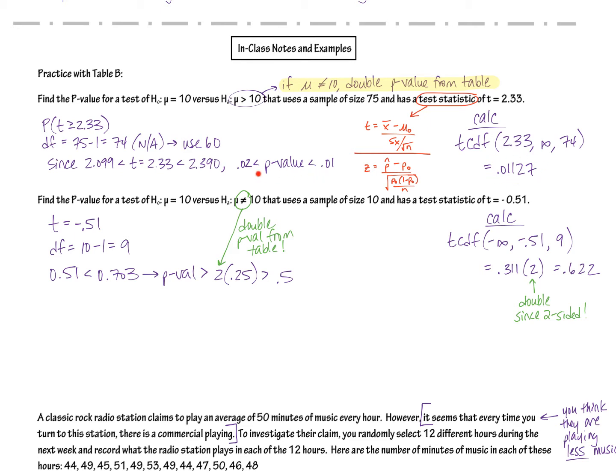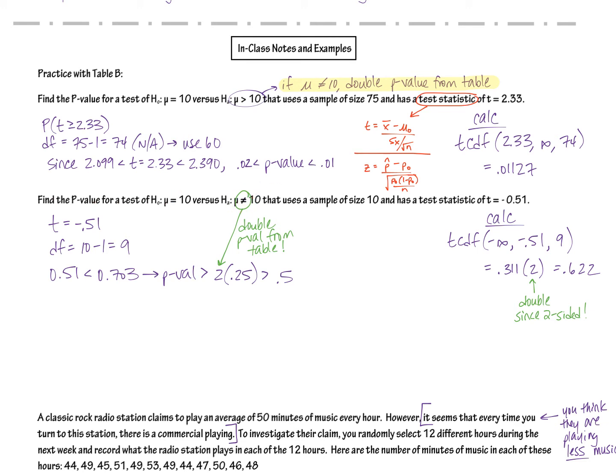If we were using an alpha of 0.05 and we know the p-value is between 0.02 and 0.01, we would still reject, but the calculator can tell you exactly what that value is. So I'm going to do the same thing for the second one down here. We've got an H0 and an Ha. This is a two-sided one.